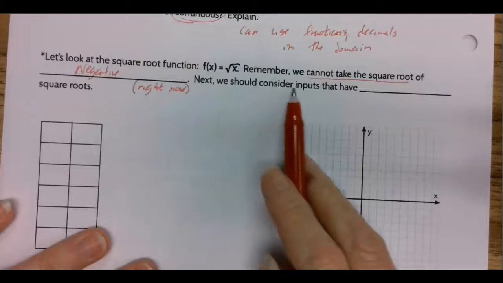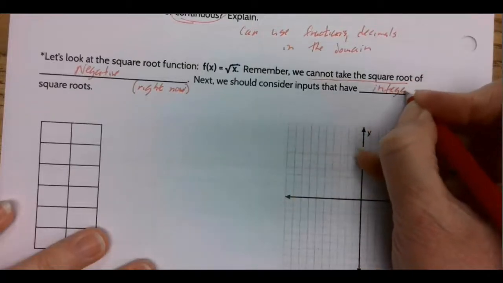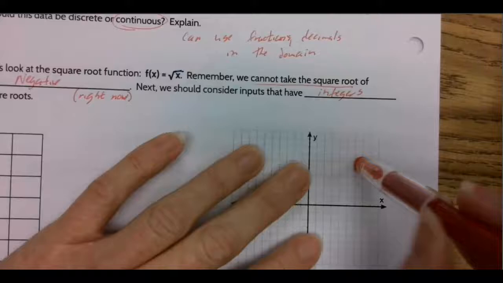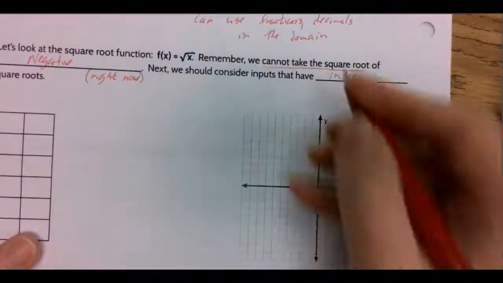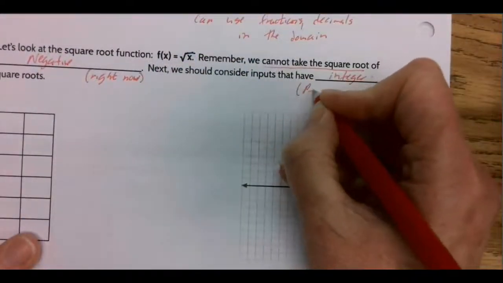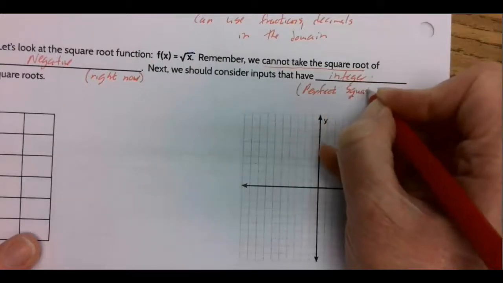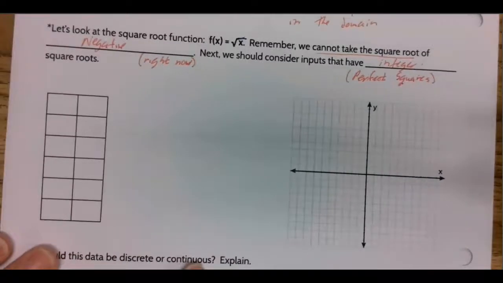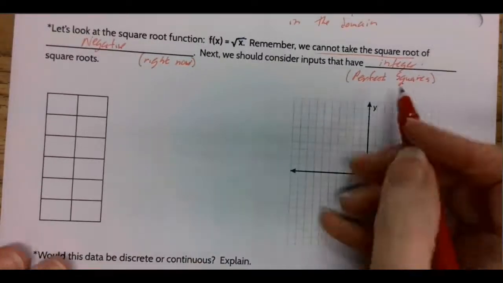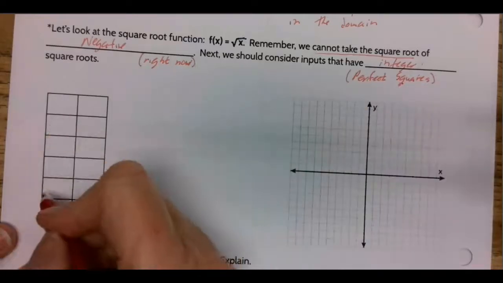Next, we should consider inputs that have integer square roots. Okay, what the heck does that mean? Integer square roots, that means perfect squares. So we want to get outputs that are perfect squares. So when we plug in, we might want to be very careful on how we plug in. We're going to take the square root, so we're going to look at what our perfect squares are.